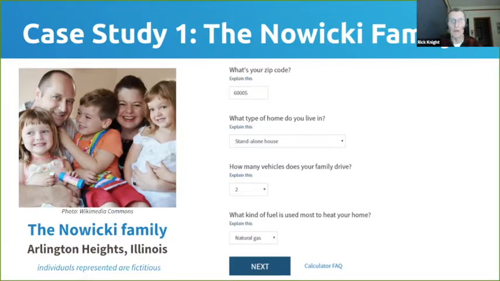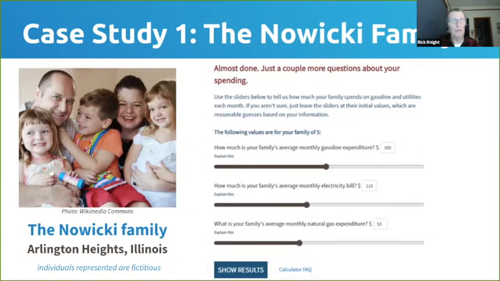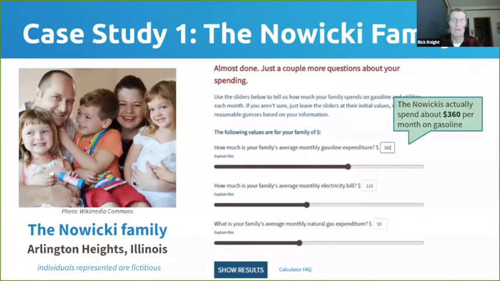They live in a standalone house, so that's the default. They have 2 vehicles, also the default, and they heat with natural gas. So you can leave all those the same. You click Next, and you get to what you might call the sliders screen, where you can adjust the family's direct energy costs. Now, the numbers that you see here are what the model estimates for a typical family with these characteristics. But if you're doing this for your own family and you want to get it a little more accurate, you go back through your last year's costs and figure out what your monthly average is for these utilities and gasoline. So for the Nowickis, mainly because of Chuck's pickup truck, their average monthly gasoline cost is more than the $300 the model estimates, but about $360 a month.